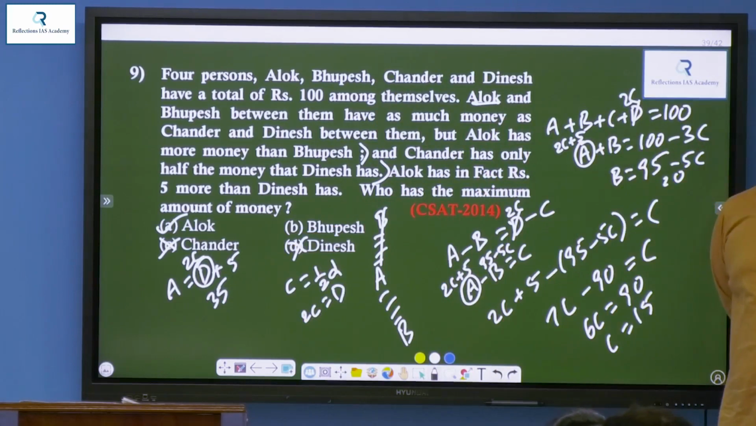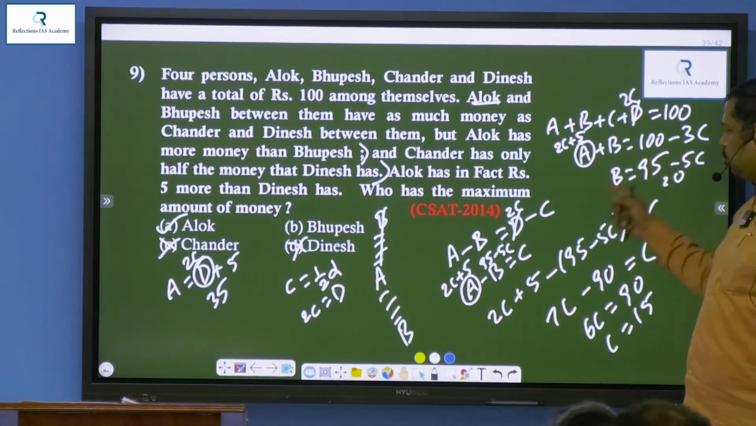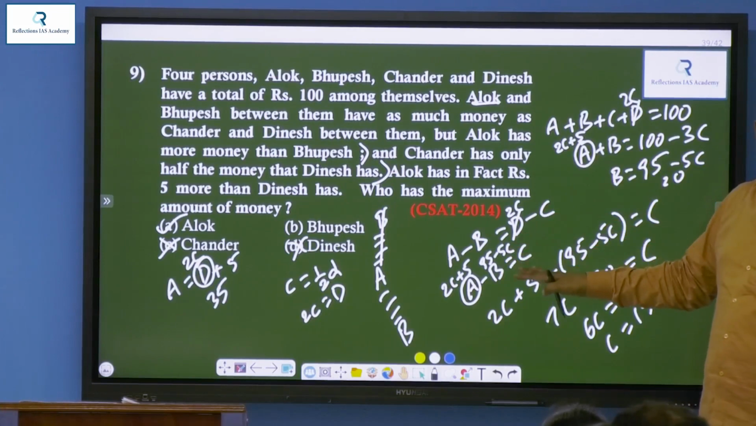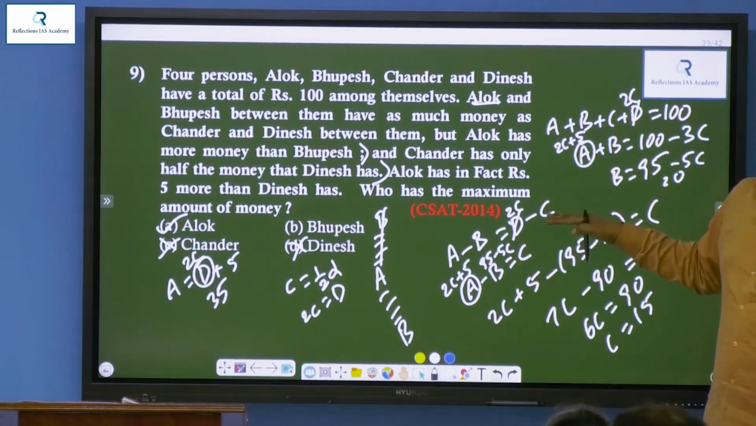Okay, these are ridiculous equations. Yes or no? 4 variables are there. Finally, I have converted them into 2 variables. Okay, all are converted into C only. Got it? Am I clear? Can I go to the last one?